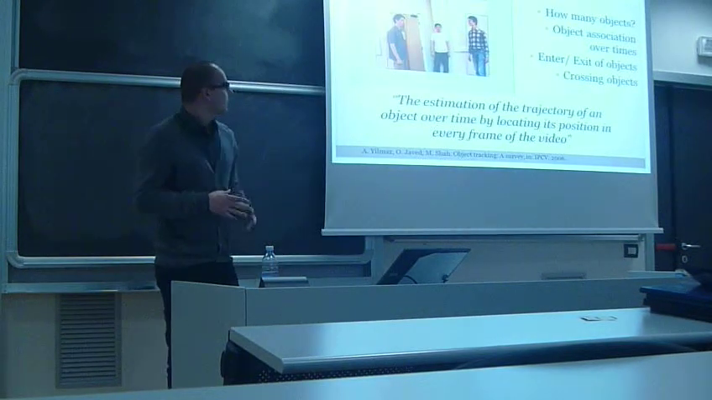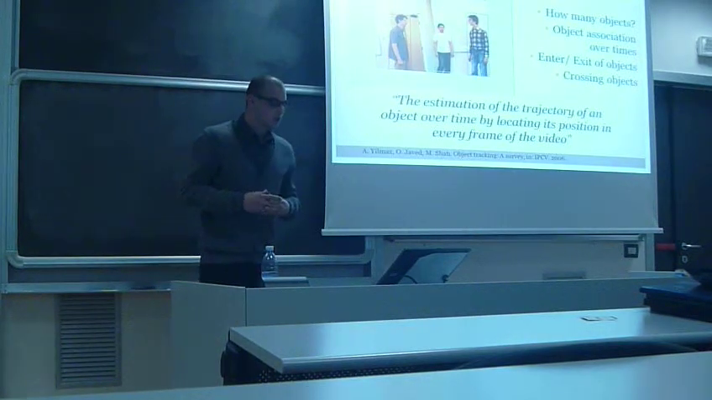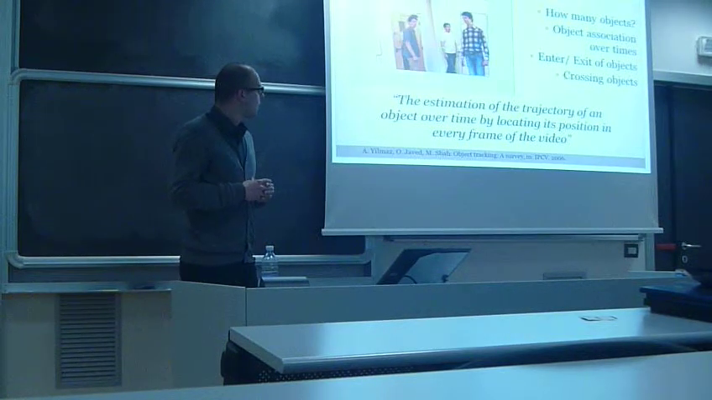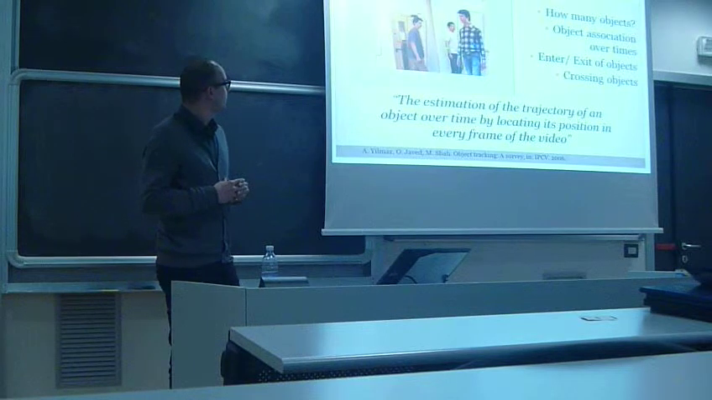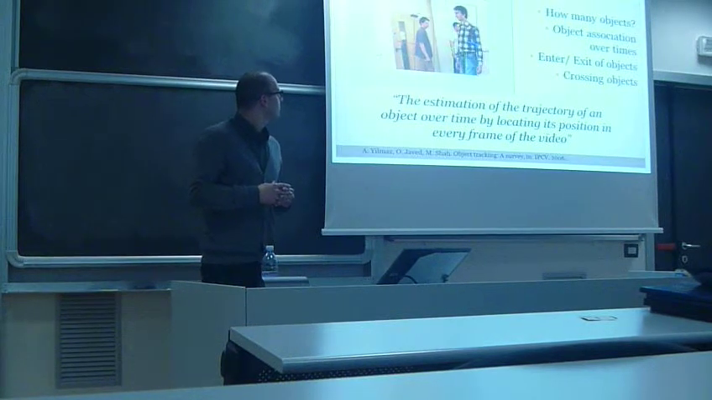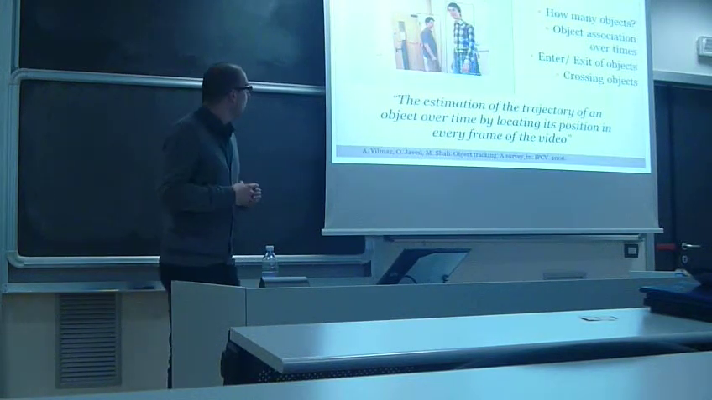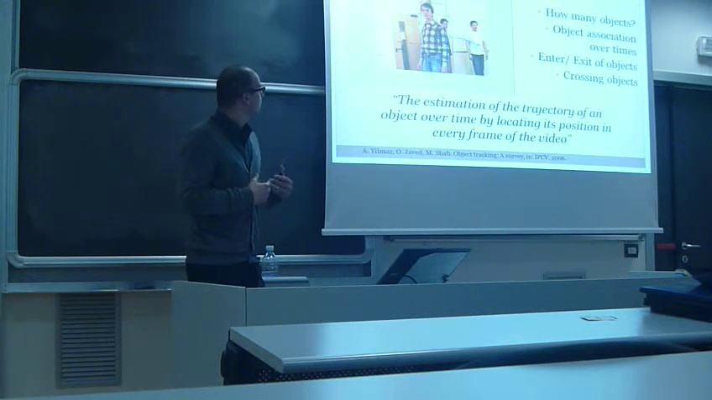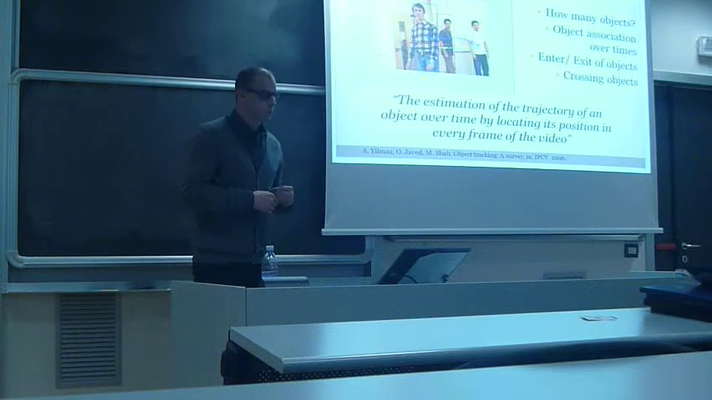So I would like to start by explaining what object tracking is. Object tracking is the estimation of the trajectory of an object over time by locating its position in every frame of the video. Here is an example of multiple object tracking in which there are three people moving around, and we also depicted the trajectory of each person.